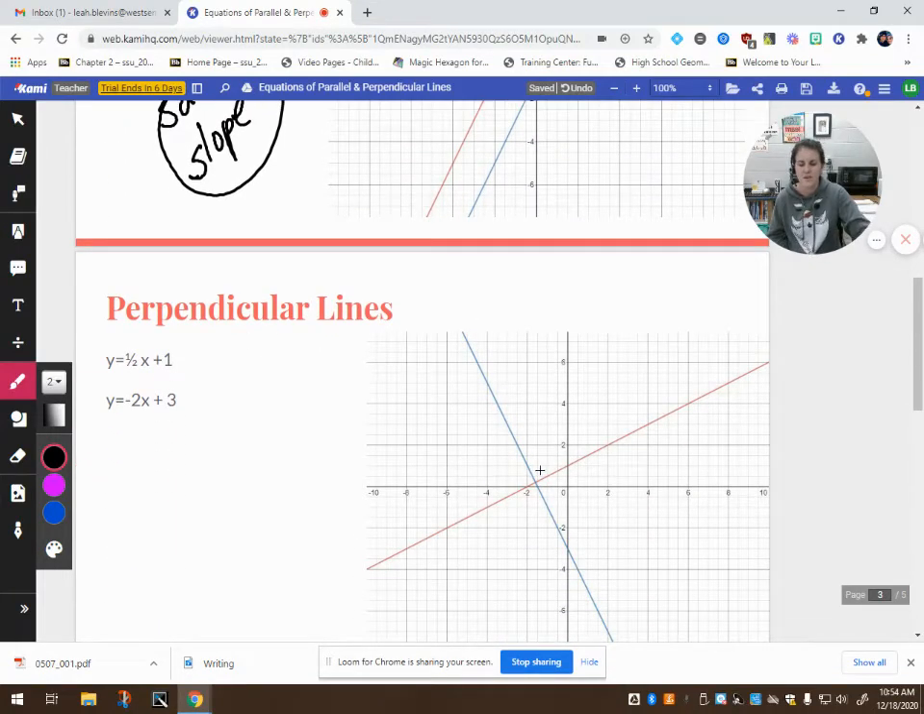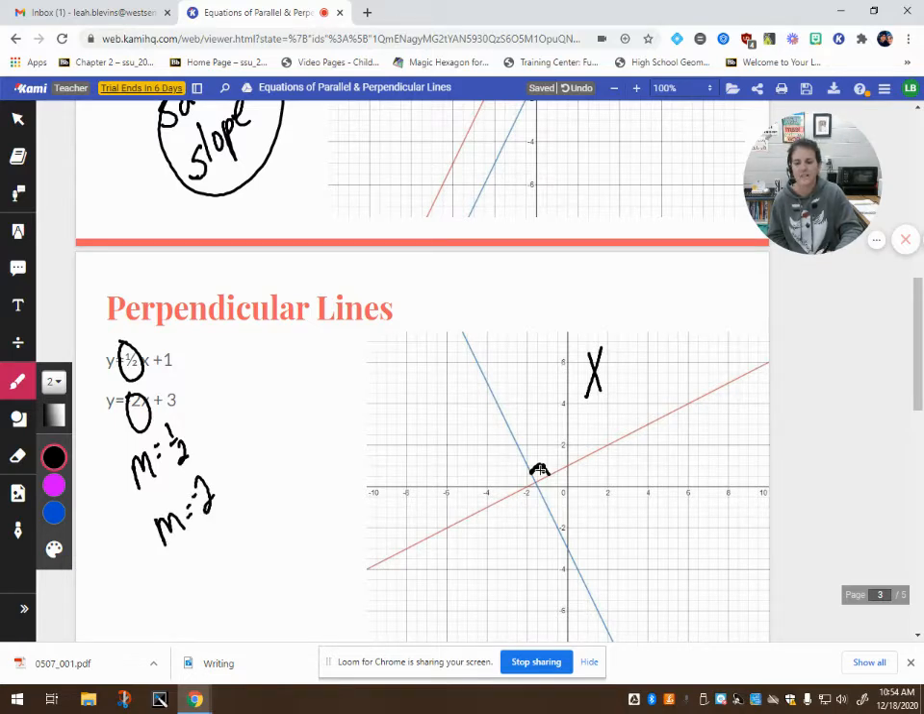Perpendicular lines, however, they do touch each other. And the thing is, when they cross, they form a 90-degree angle. So perpendicular lines are not like this. That is not perpendicular. They have to form a right angle. And what makes this happen is when I have slopes that are opposite reciprocals. So the slope of this line is 1/2. The slope of this other line is -2.